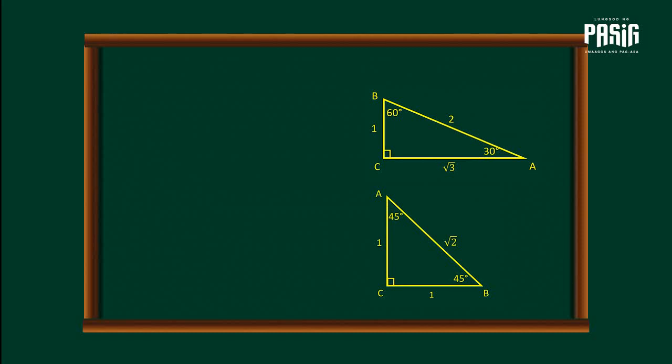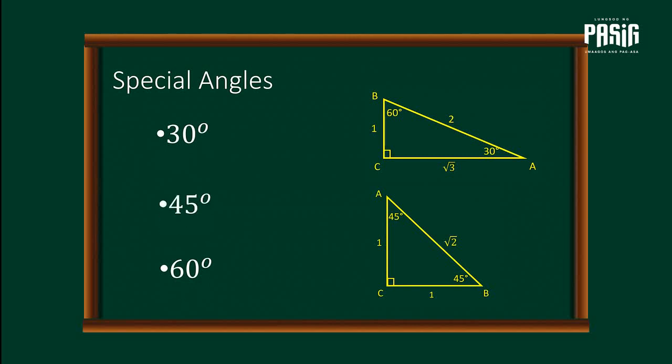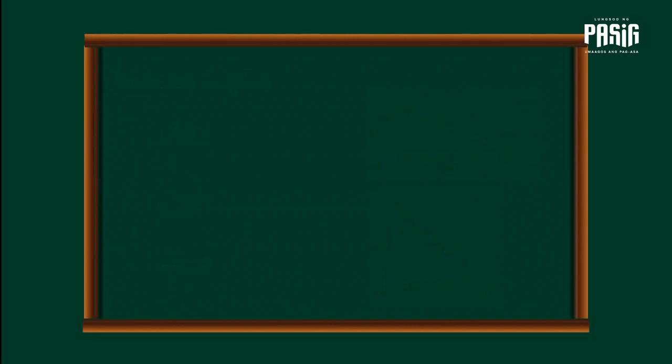And from these two right triangles, we have now the so-called special angles. From the 30-60-90 triangle, we have the special angles 30 degrees and 60 degrees. And from the 45-45-90 triangle, we have the special angle 45 degrees. Now that you have learned the special angles, you are now ready to find out the trigonometric ratios of each. Let us start with the trigonometric ratios of the special angle 30 degrees.